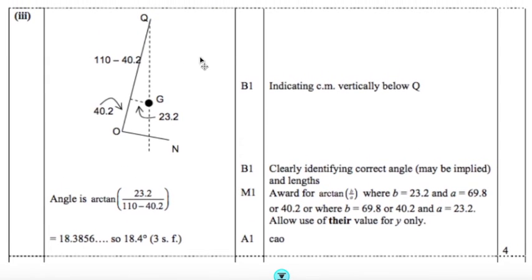Okay, so your 1 mark there is for indicating the centre of mass is vertically below Q, and clearly identifying the correct angle for 1 mark. Award for arctan, where B is 23.2 and A is 69.8, and they've got 18.4 degrees as well.